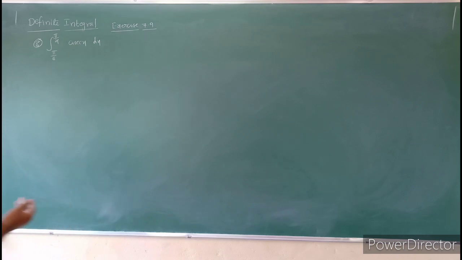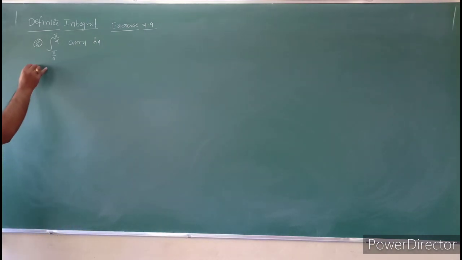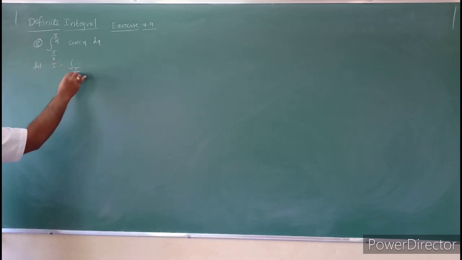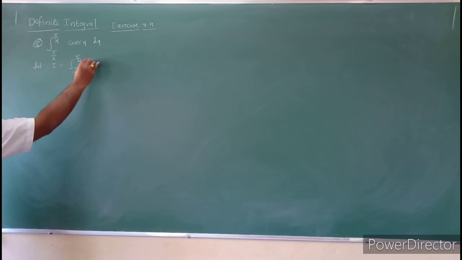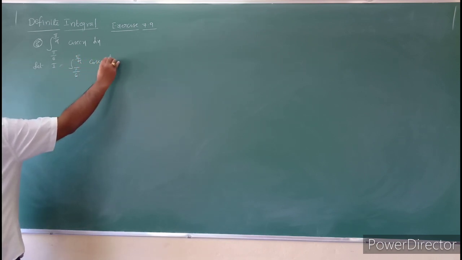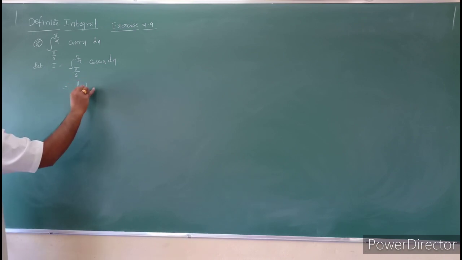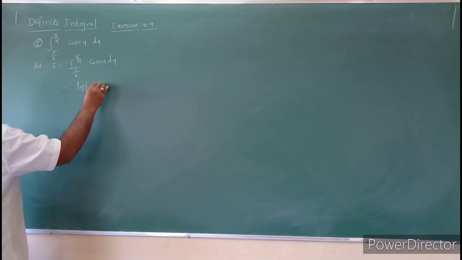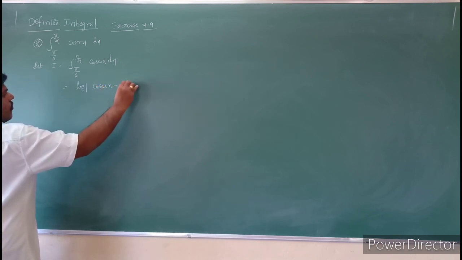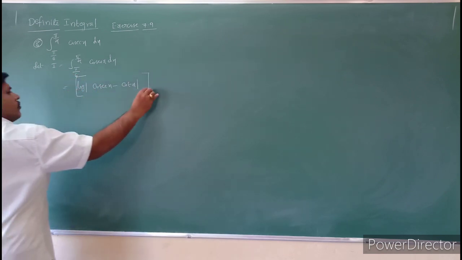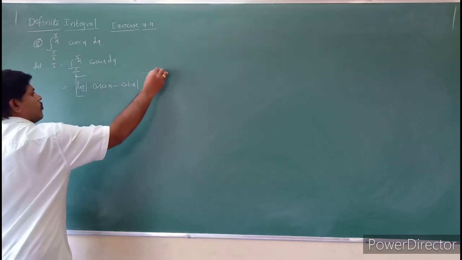So see that question, students, how to solve that. So first take the problem. Let I is equal to integral pi by 6 to pi by 4 cosecant x into dx. So what is the integral of cosecant x? Integral of cosecant x is nothing but, anyone can tell the formula? Log of mod cosecant x minus cot x over the limit pi by 6 to pi by 4.